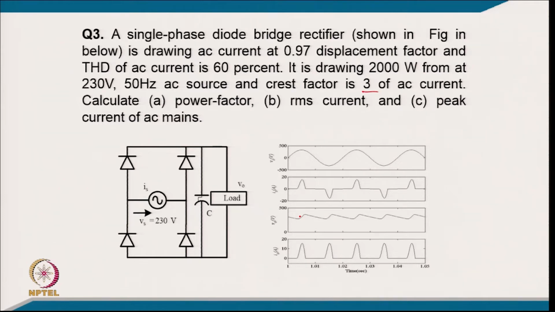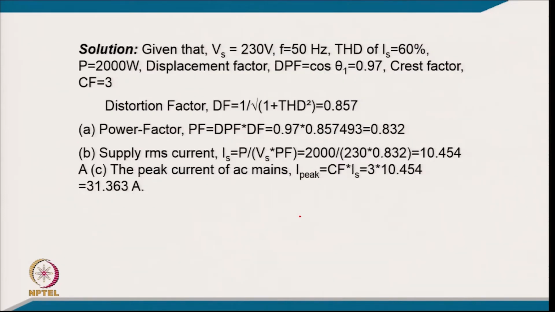So, coming to the numerical solution part, given that Vs equal to 230 volt, frequency 50 hertz, THD of supply current 60%, active power drawn is 2000 watt, displacement factor cos theta 1 is given as 0.97, and crest factor is given as 3.